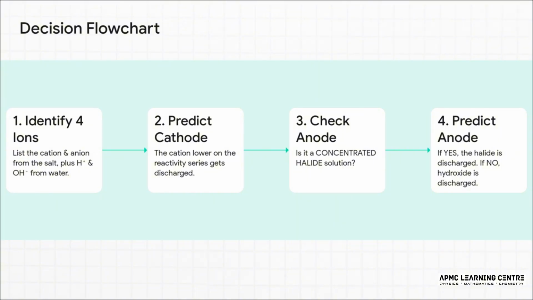So this right here, this is your foolproof step-by-step guide, your decision-making flowchart. Step 1, just identify all 4 ions in the solution. Step 2, look at your 2 positive ions. Find the one that's lower on the reactivity series.